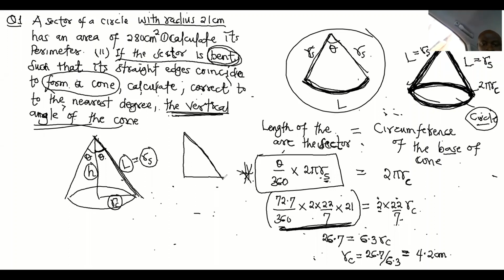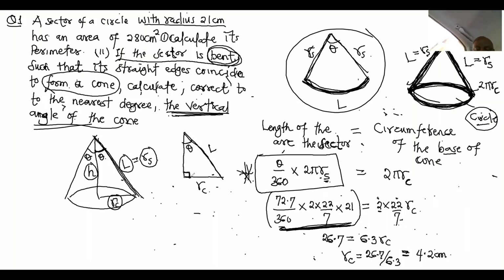This is a straight line. This is the slant height of the cone. This is the radius of the cone. This is the angle we are looking for. How do we get that angle? You just say, this is what? A right angle. It's a right angle cone also.